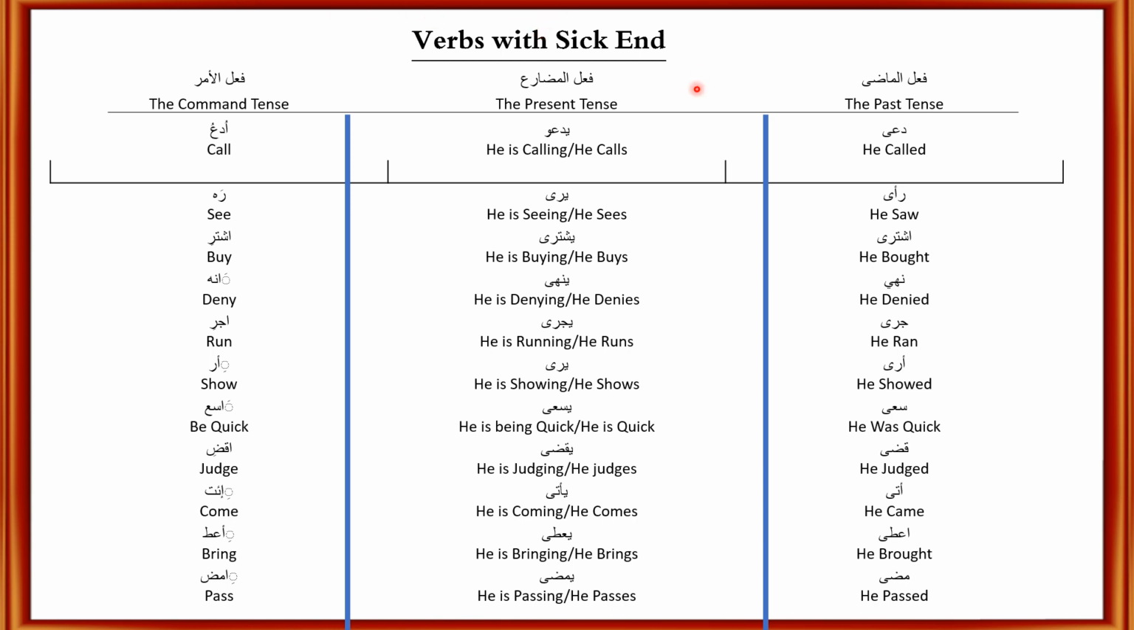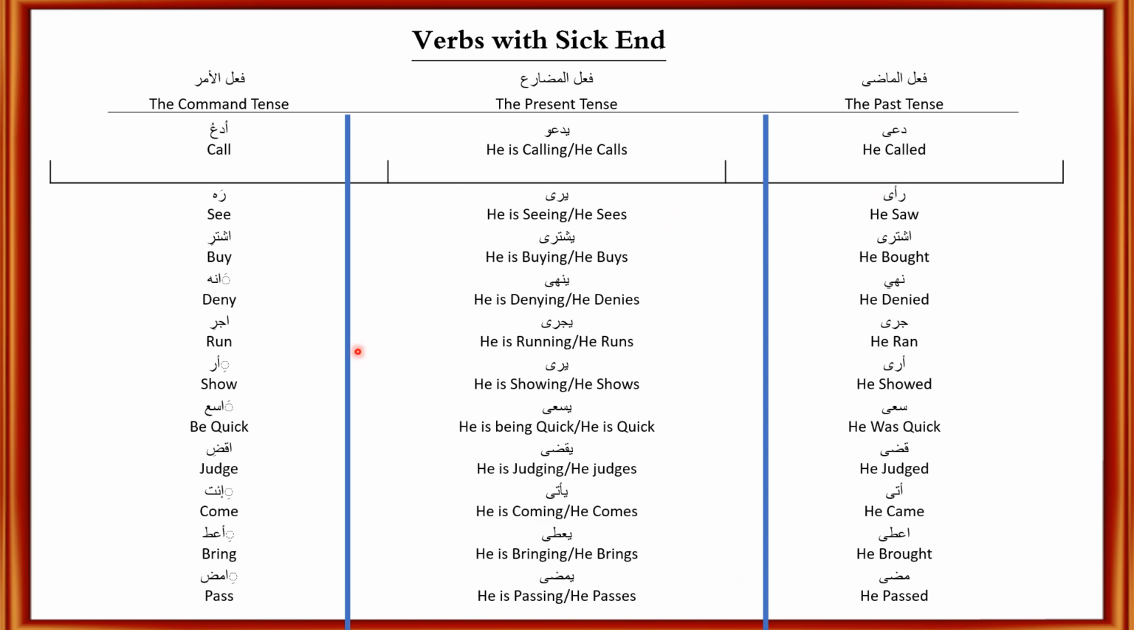Verbs with sick end. Fi'l al-madi, the past tense. Fi'l al-mudari, the present tense. Fi'l al-amr, the command tense. The verbs are da'a, he called; yad'u, he is calling or he calls; ud'u, call. Ra'a, he saw; yara, he is seeing or he sees; ra, see. Ishtara, he bought; yashtari, he is buying or he buys; ishtari, buy. And so on.